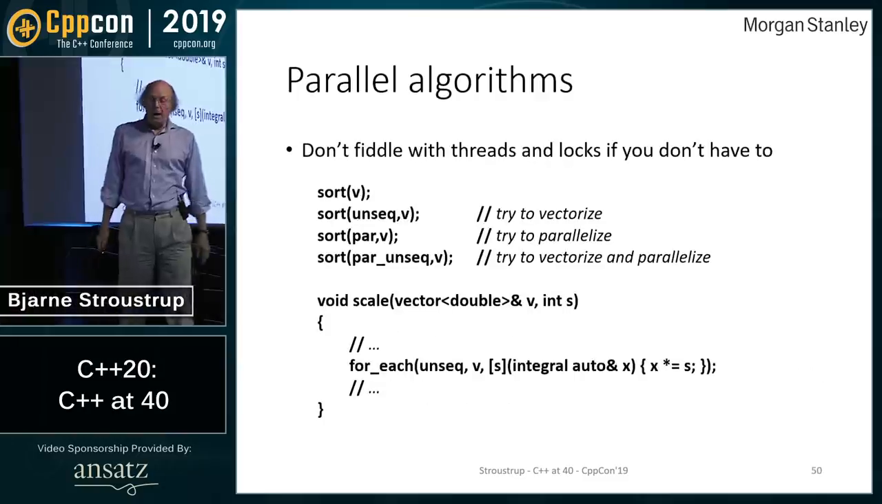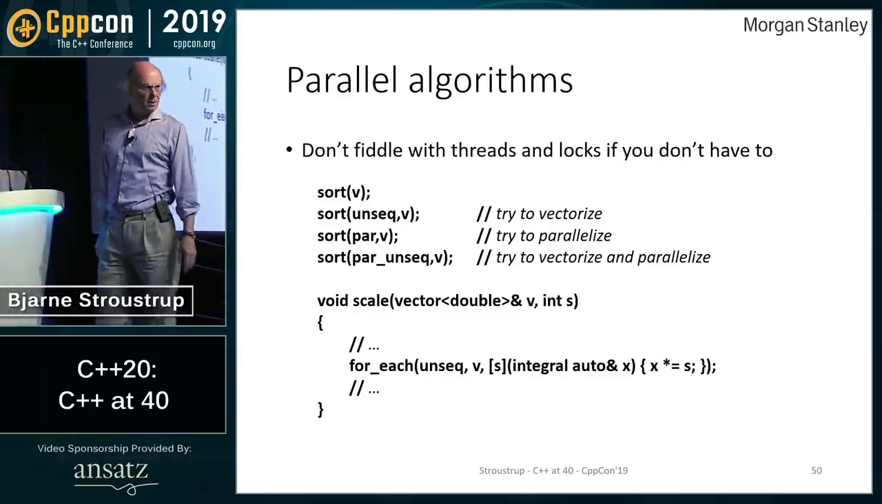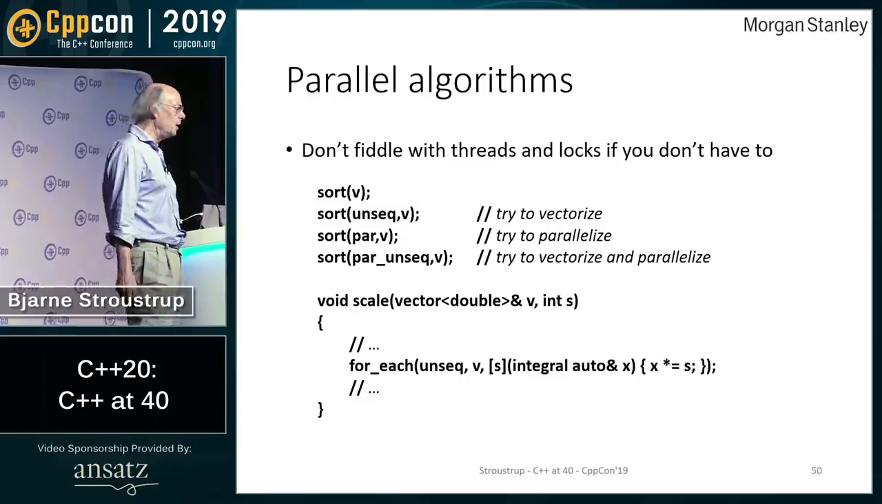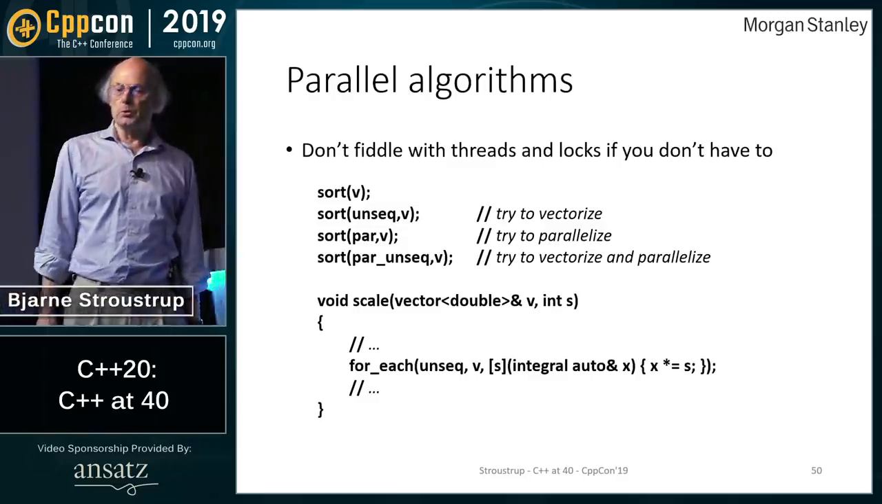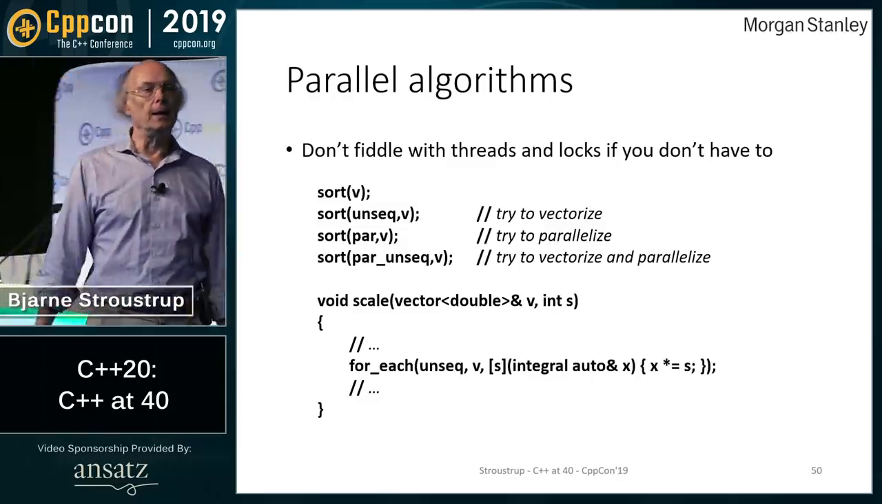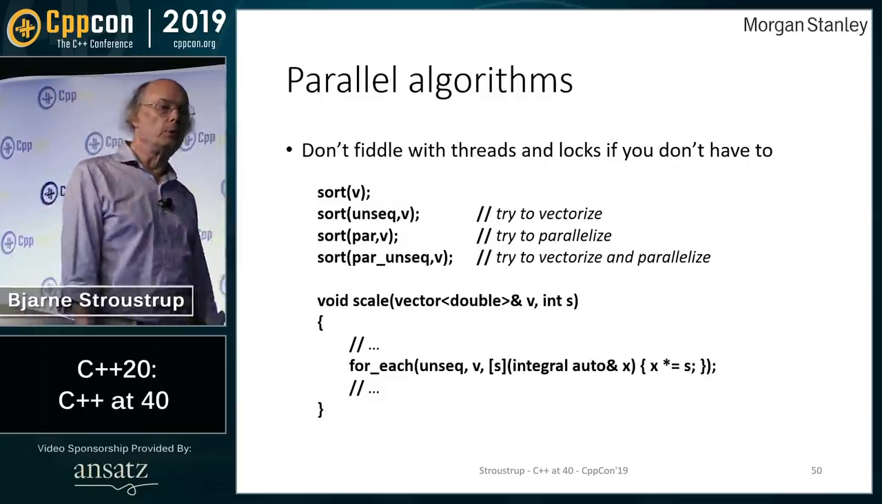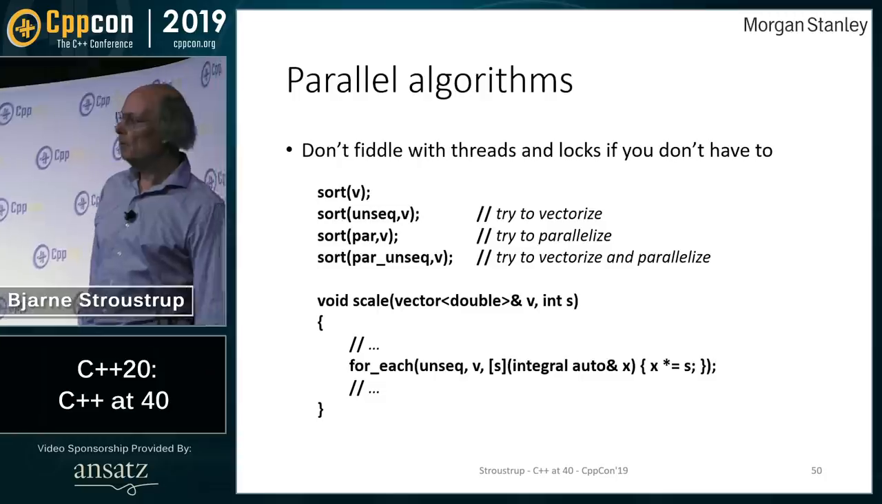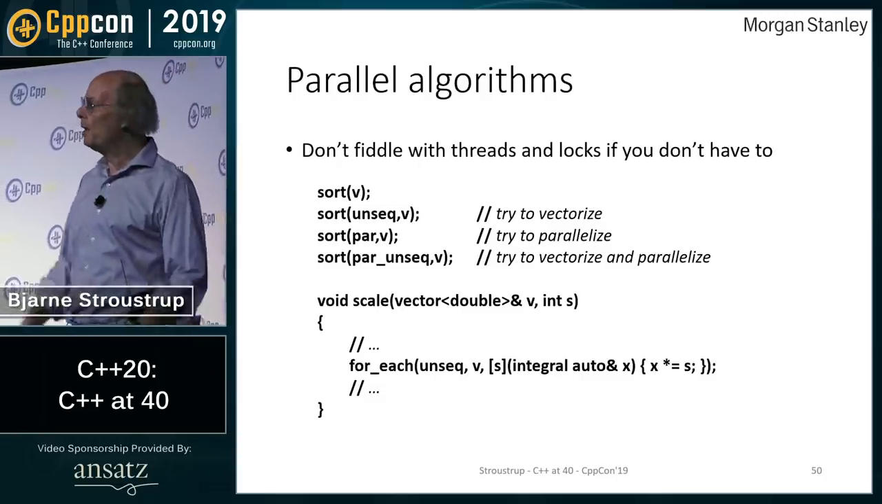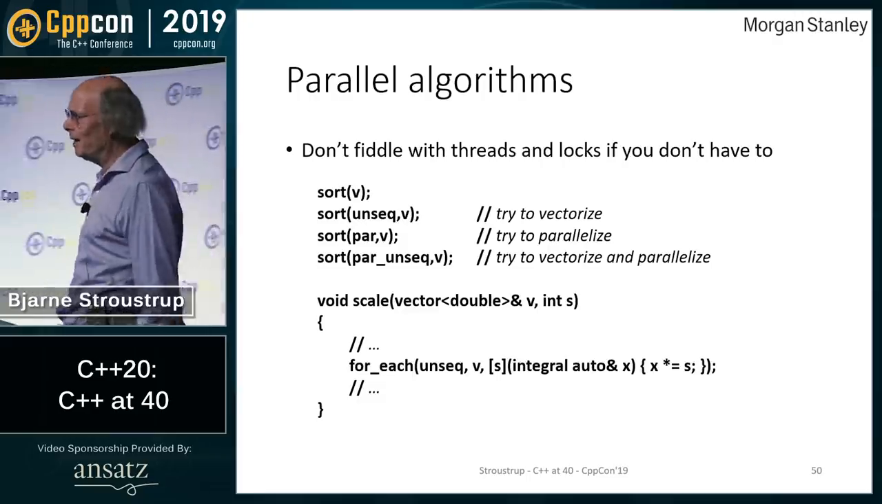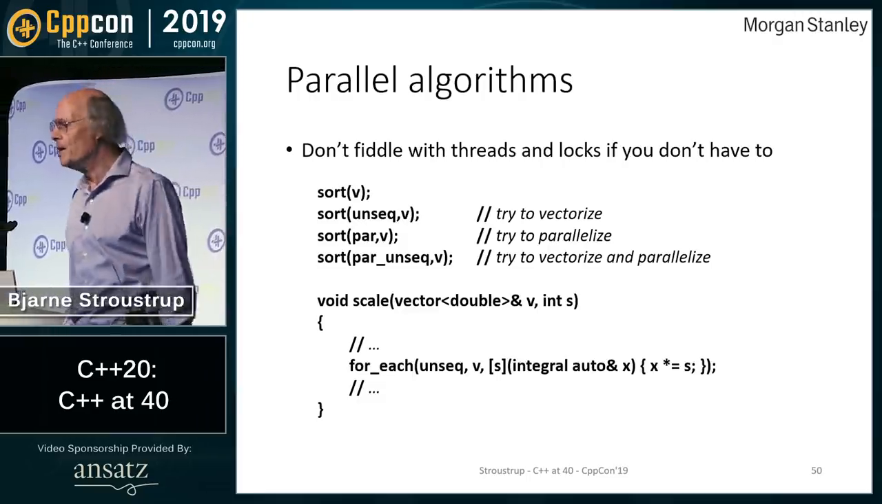Okay, I really don't actually want to write threads and tasks and lock synchronization, that kind of stuff. What I want is parallel algorithms. If I can get them, I want to sort things. Compilers can't be trusted to actually figure out whether you want to parallelize and vectorize, because, well, that depends on the data, and by and large, the compilers don't know about the data.